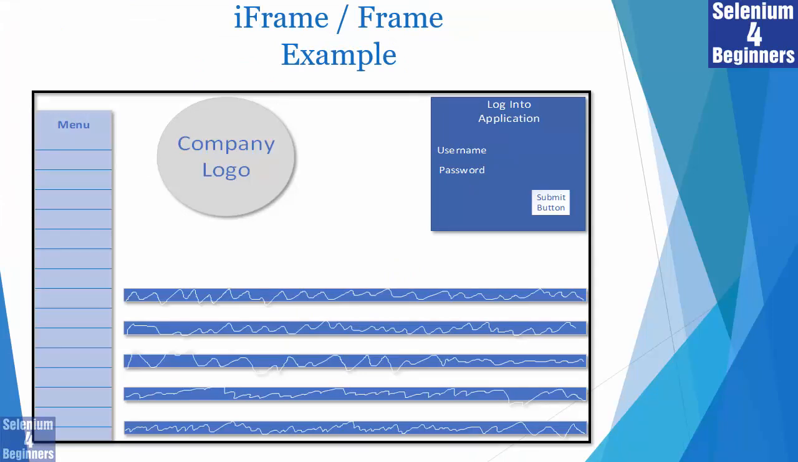Here's an example. The frame is the blue login to application box. We must switch to the frame before entering data in the username and password fields. Also, before clicking the submit button. Most of the times, it's difficult to notice a frame by looking at the web page. An exception shows up if we do not switch to the frame.